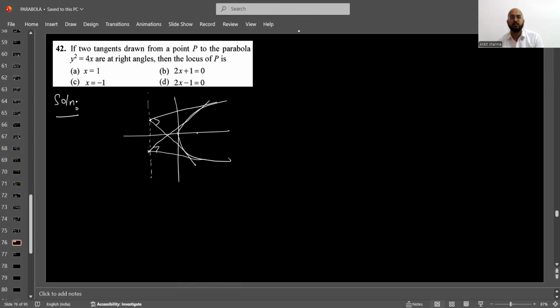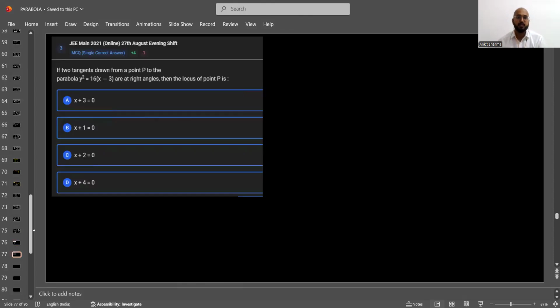So the focus is what here? 1 comma 0. That means the directrix is going to be this line, which is x is equal to minus 1. So this you could answer directly. In fact, a similar question can be seen even in JEE here, and you must try to answer this. Okay, so the two tangents are drawn from a point P to the parabola at right angles. So you can shift x minus 3 to be capital X. So you get y square is equal to 16x.